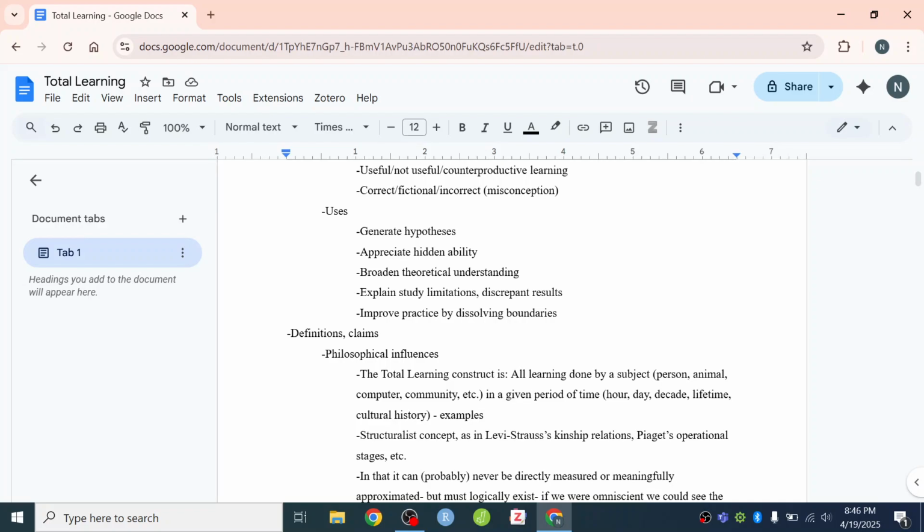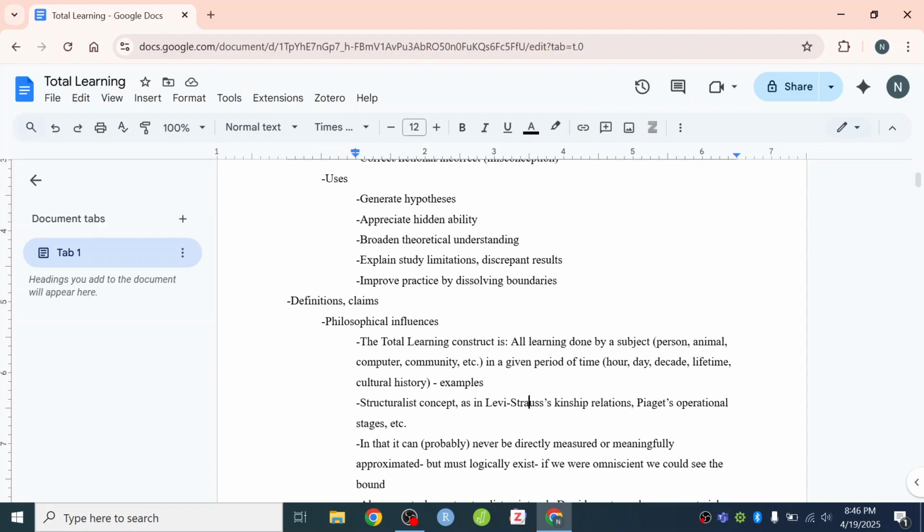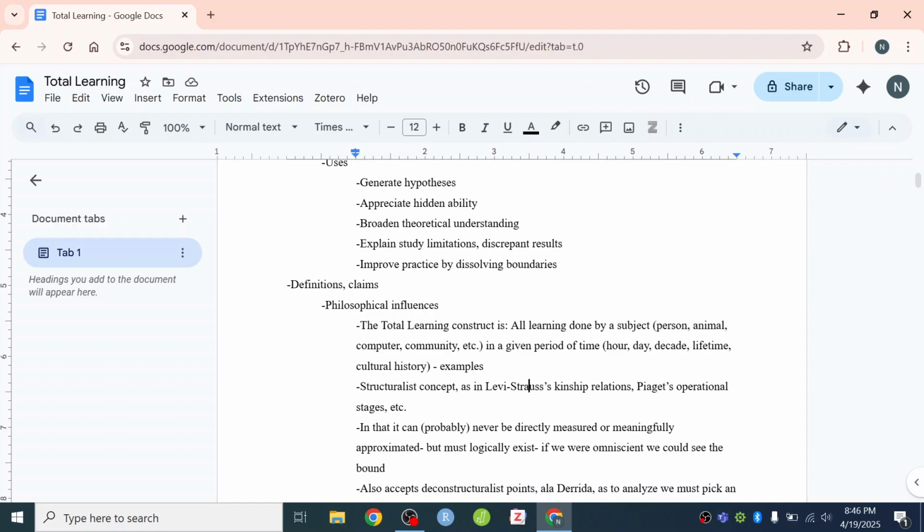Okay. Again, I've been talking about this next point already here. It can probably never be directly measured or meaningfully approximated, but it must logically exist. And if we were omniscient, if we could perfectly know the mind of another person, or the mind of an animal, or the collective minds of a community, we could then see the bounds of the total learning that that community participated in.